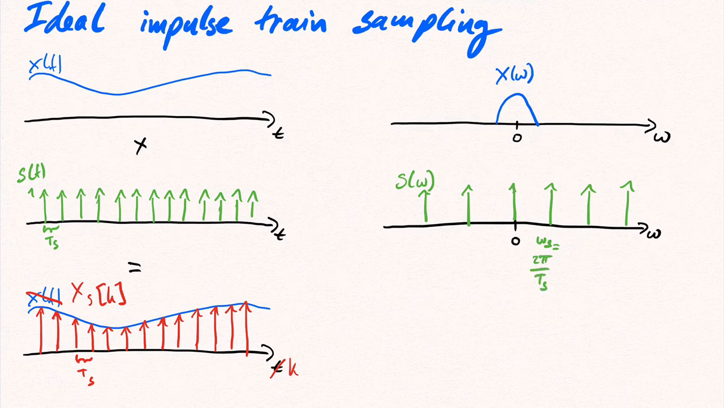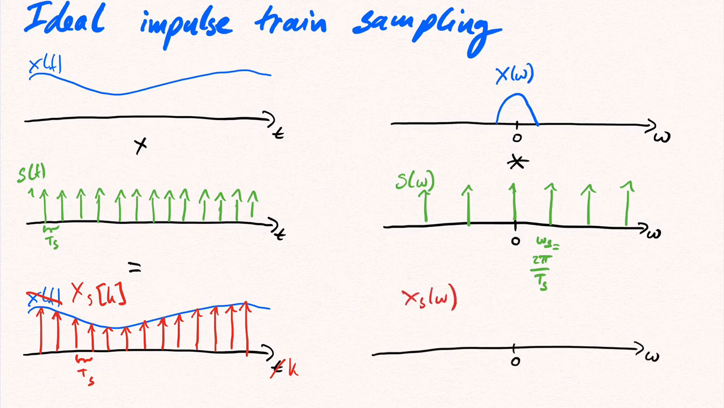Since in the time domain x of t and s of t were multiplied to yield the result xs, in the frequency domain x of omega and s of omega have to be convolved. So xs of omega will be the convolution of x of omega with s of omega. Remember that when convolving any signal x of t with a Dirac delta, the result is the same signal x of t but shifted to the Dirac delta. This works of course in the frequency domain.